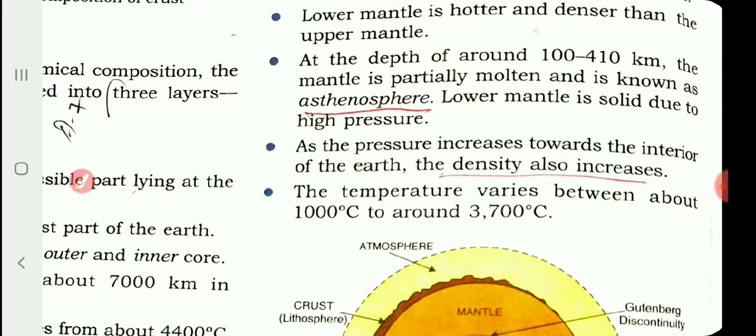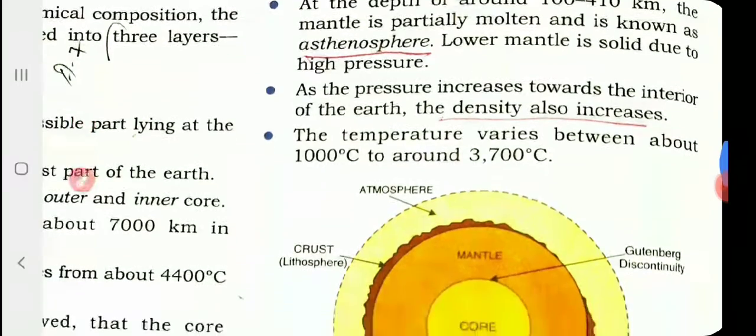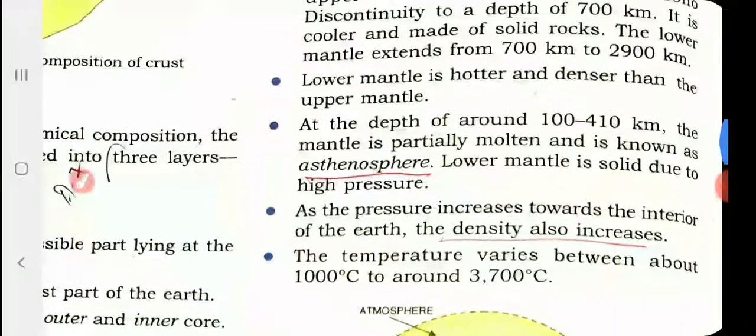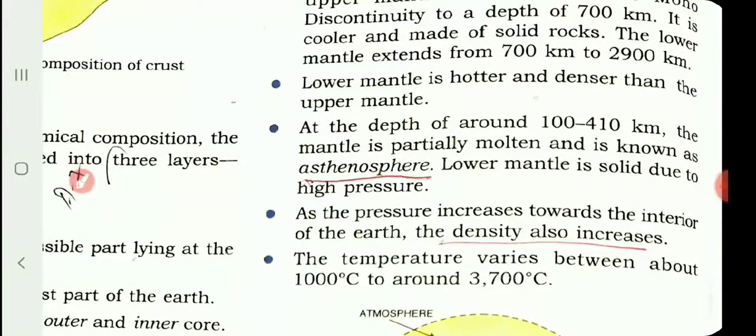The lower mantle is solid due to high pressure. See, I told you, the crust is solid, where we live, and the mantle and the core. The core is solid. Why? Because of high pressure and density. It is made up of nickel and iron. Therefore, it is solid. And this lower mantle is also in a solid state because of high density.